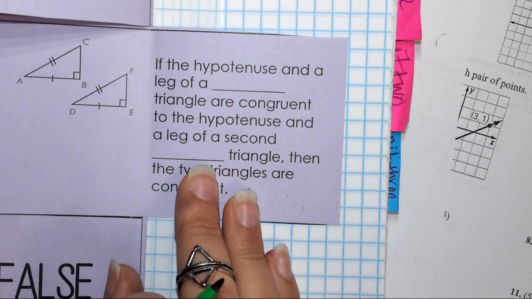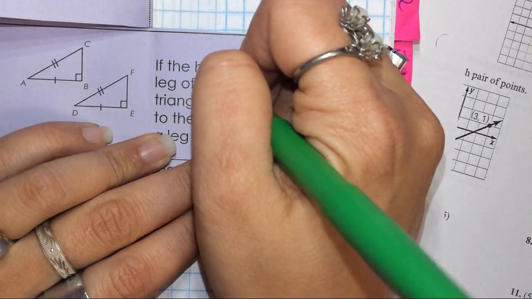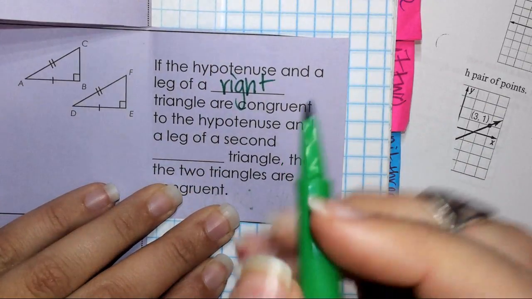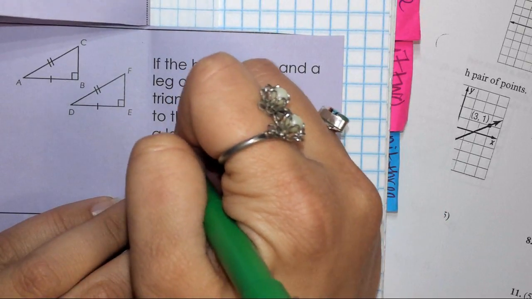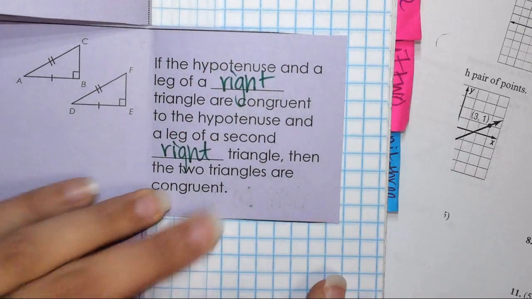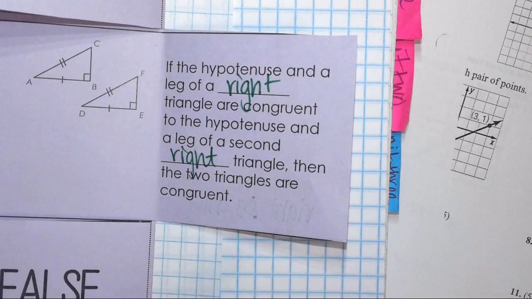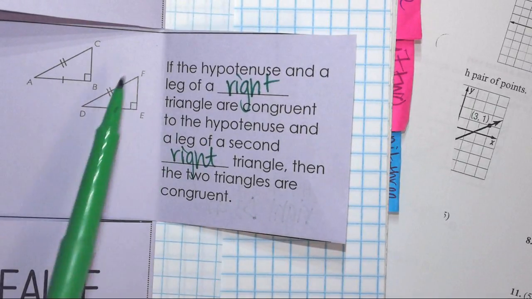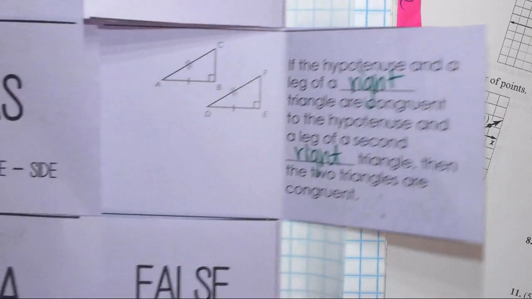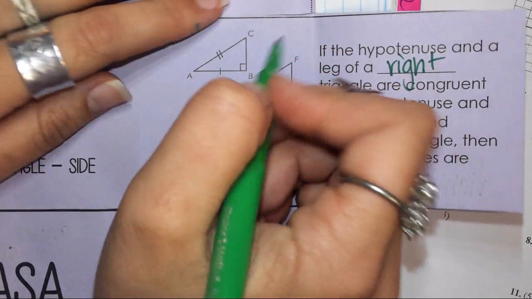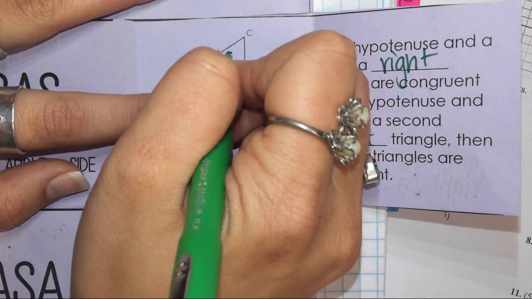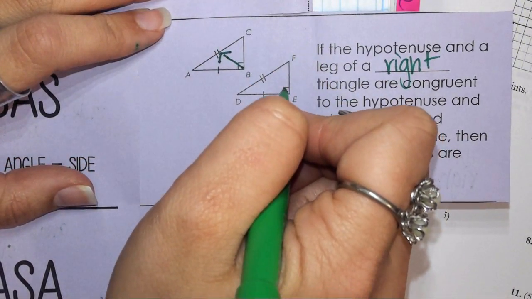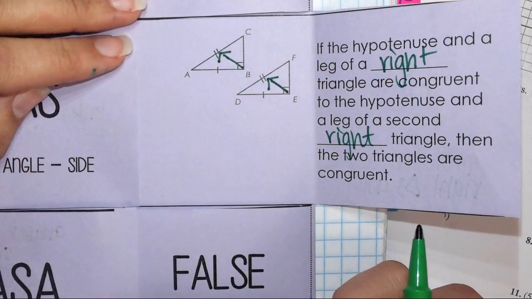Alright, so if the hypotenuse and the leg of a right triangle are congruent to the hypotenuse and leg of a second right triangle, then the triangles are congruent. Now, hypotenuse leg is only applicable to right triangles. And if you don't know what the hypotenuse is, draw an arrow from the right angle and it's the side opposite every time.